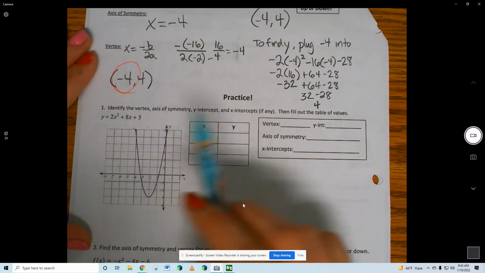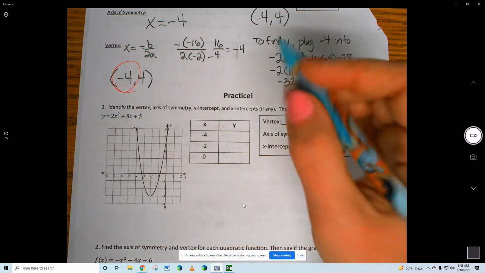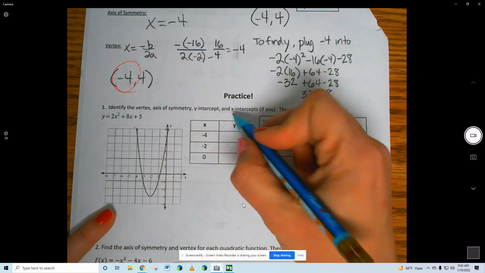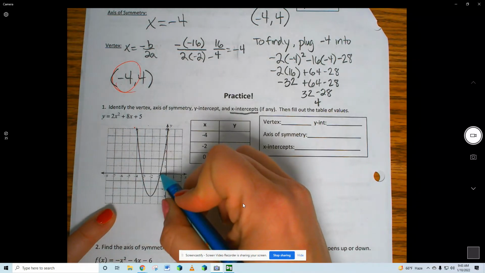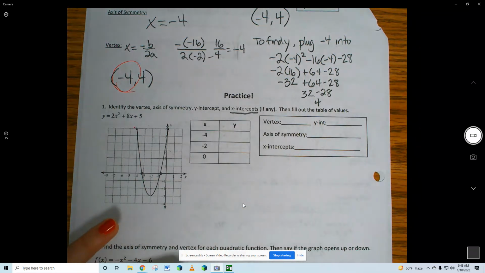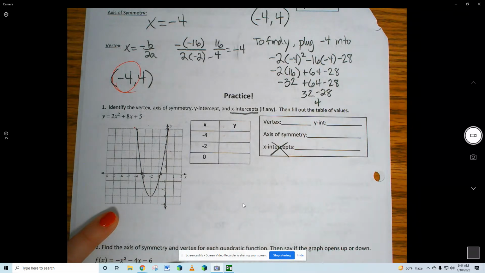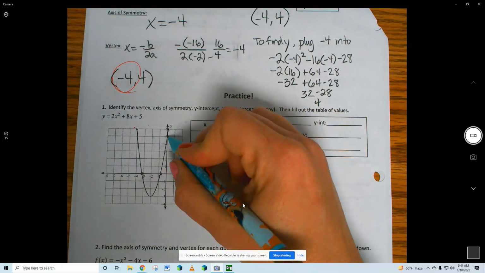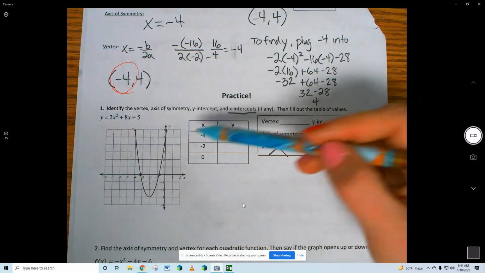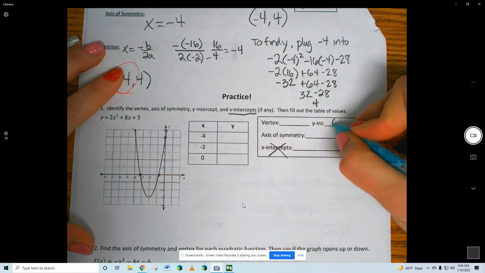Practice number 1. Identify the vertex, axis of symmetry, y-intercept, x-intercepts. We can't tell the x-intercepts because they're decimals, so I don't want you to do x-intercepts for this one. But my y-intercept, where's my parabola crossing the y-axis? It's 5. My y-intercept is 0, 5.